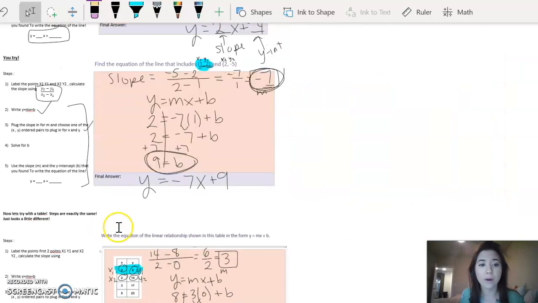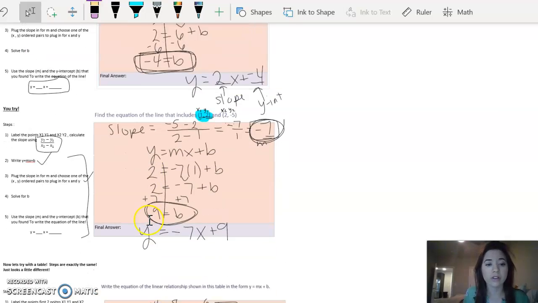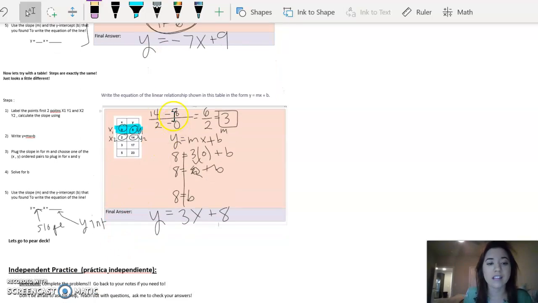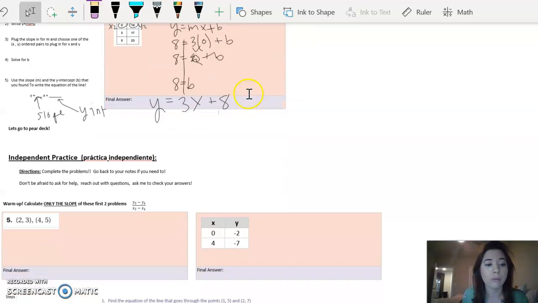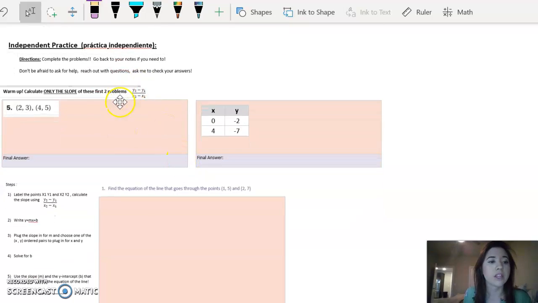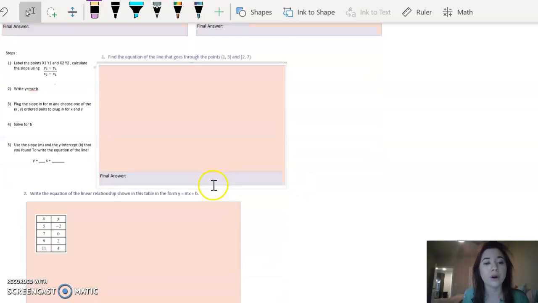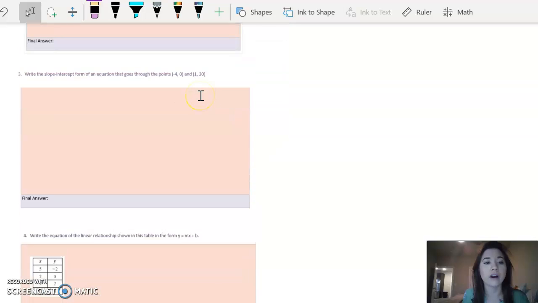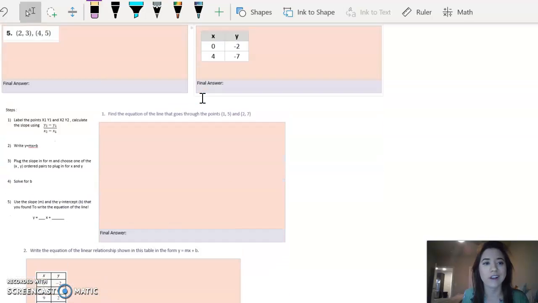Alright, 3 problems we've just worked through. Again, they are exactly the same as what we've been doing. The only difference is we have to start by calculating slope. Okay, the first 2 problems you have down here are just calculating the slope. So label those points, calculate the slope, and then you go into those table and ordered pair problems.